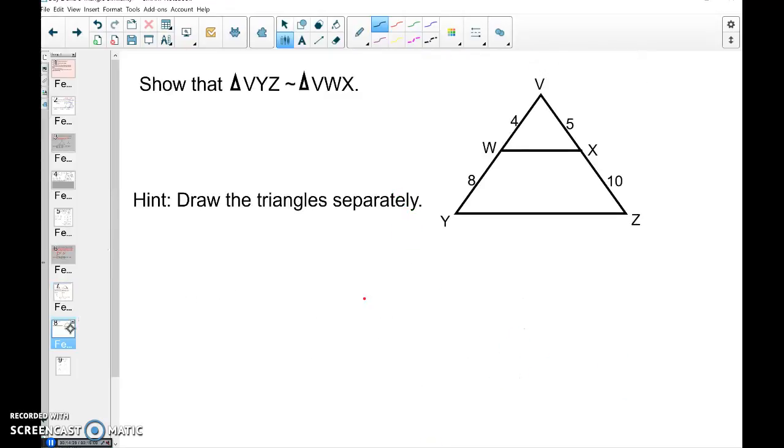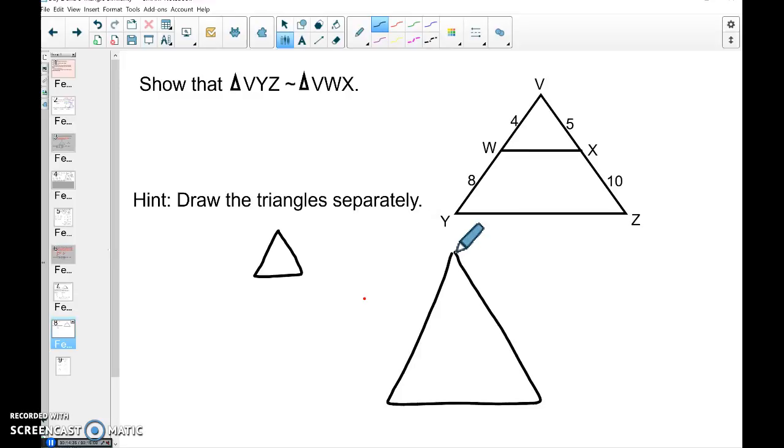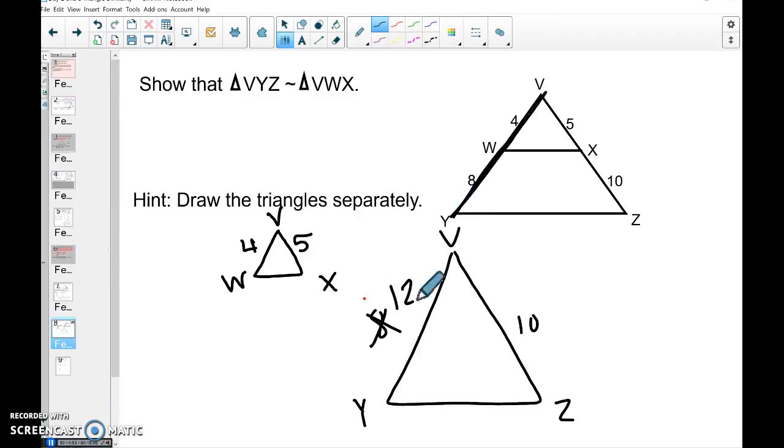Last one, my biggest hint with this guy is you need to write it out separately. That means draw those triangles out individually. The reason I say that is because some of you might think, oh, these are pretty easy to figure out. I've got V, Y, Z here. Then I put 8 and 10, right? Those are the sides of my triangle. Wrong. It's got to be the whole side length, so make sure you don't put 8. Make sure you put 12. Make sure you put 15 here. See if you can figure that one out solo.